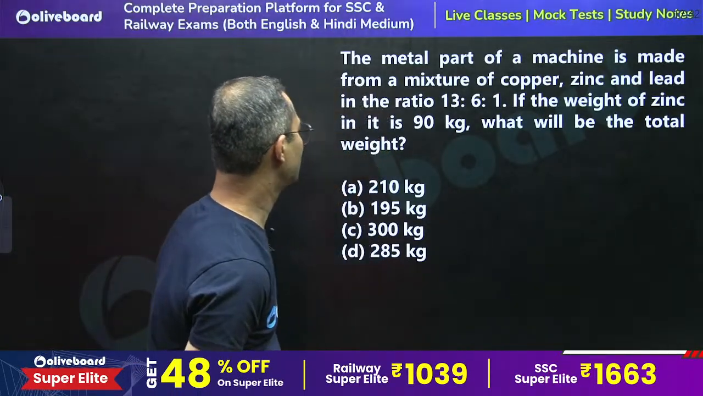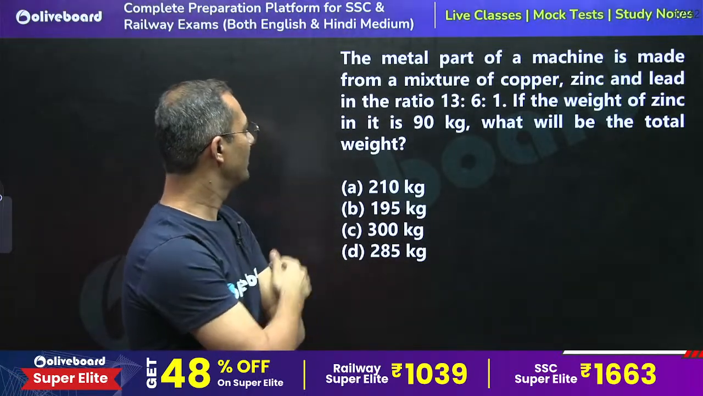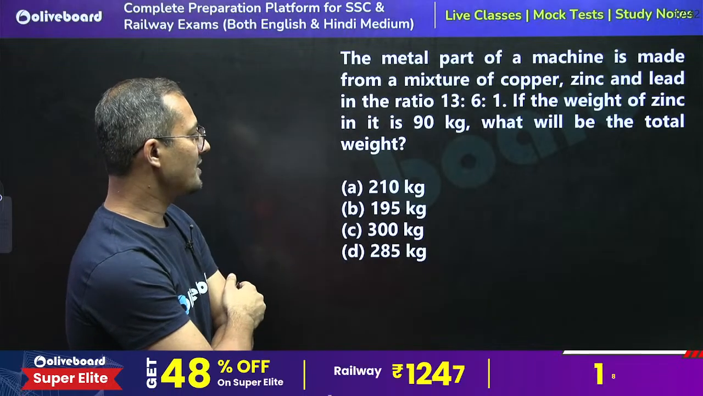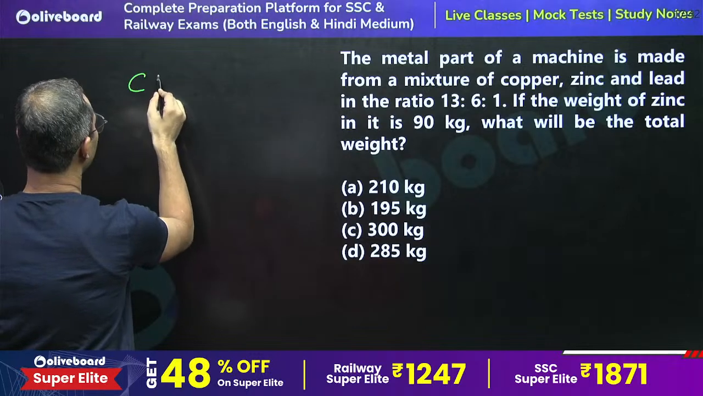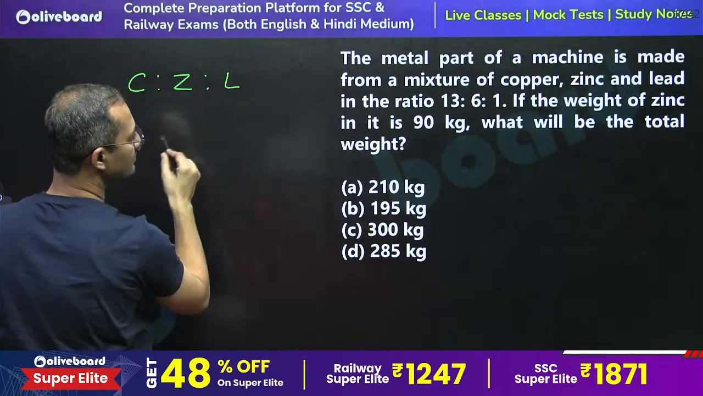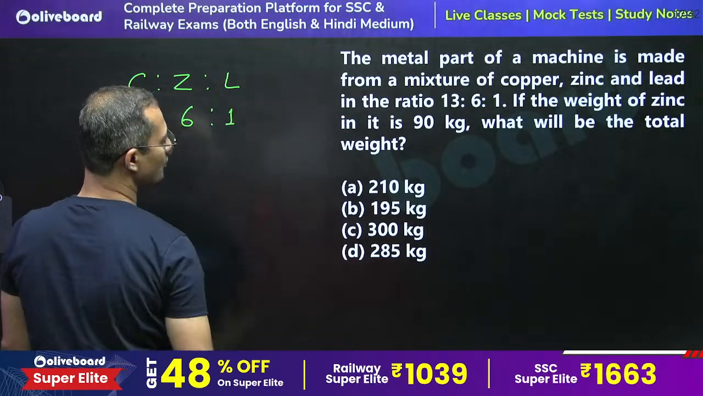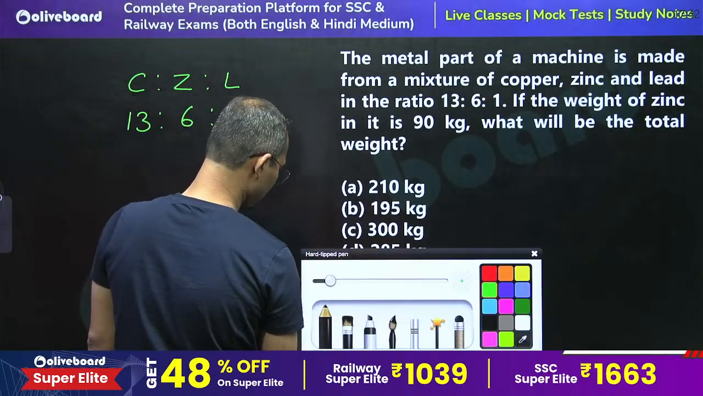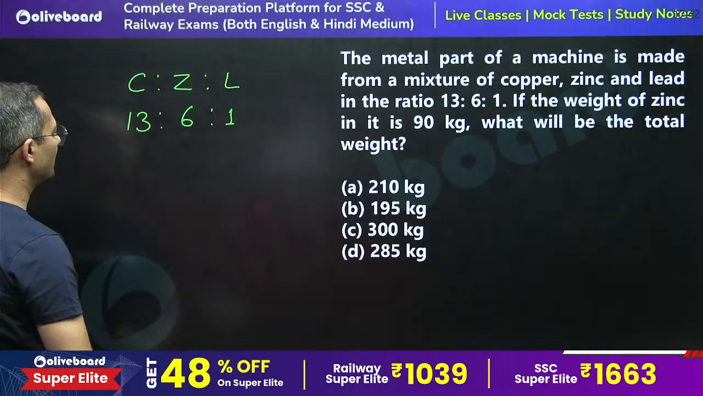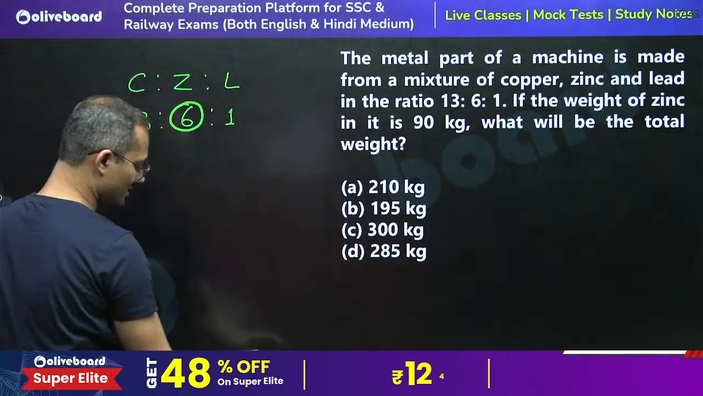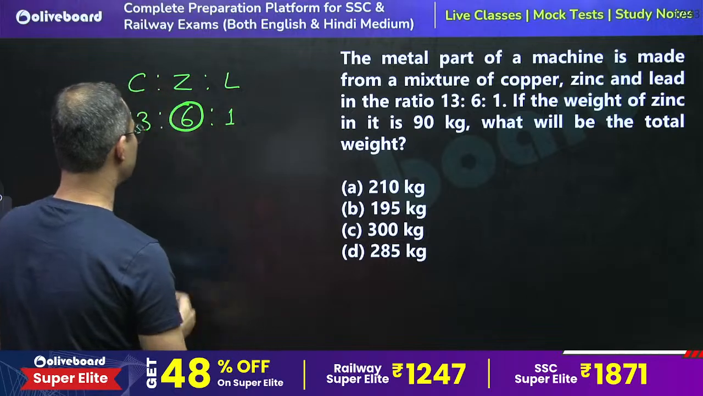See, the question is saying a metal part of a machine is made from a mixture of copper, zinc and lead in the ratio 13:6:1. If the weight of the zinc in it is 90 kg, that is 6 units, right? So what will be the total weight? See, the total weight is what?